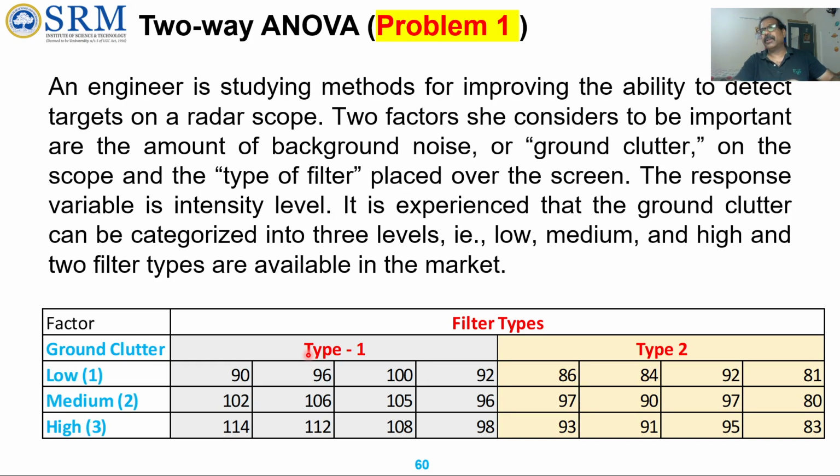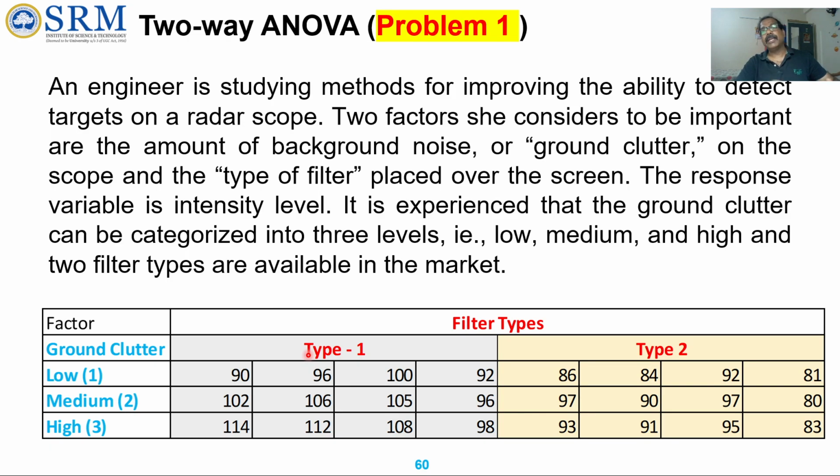So I'm directly jumping into the numerical. Example numerical: an engineer is studying methods for improving the ability to detect targets on a radar scope. The two factors he considers important are the amount of background noise, or ground clutter, on the scope and the type of filter placed over the screen. Again, as I said, these are two factors.